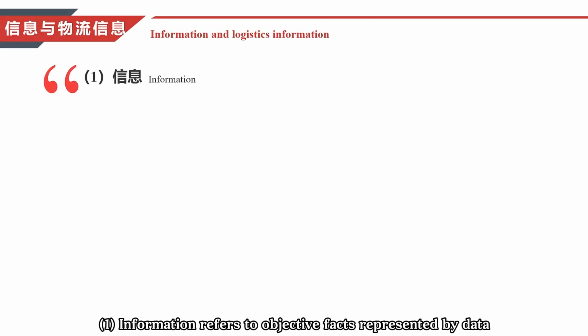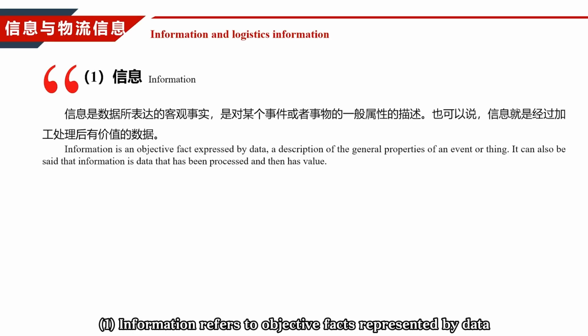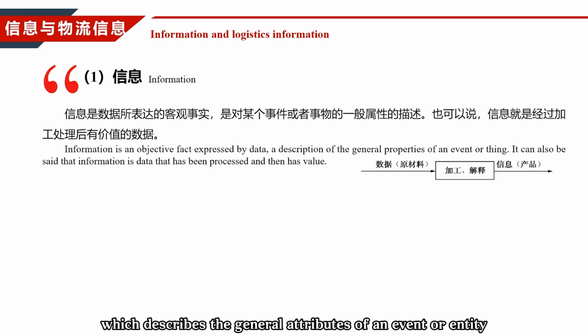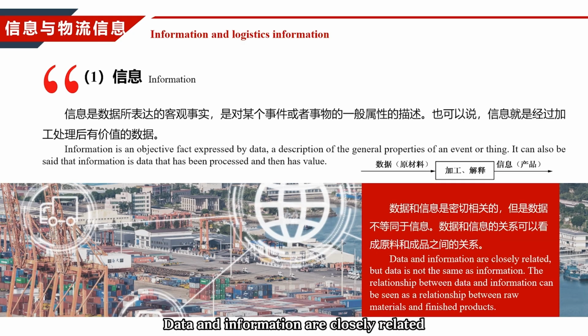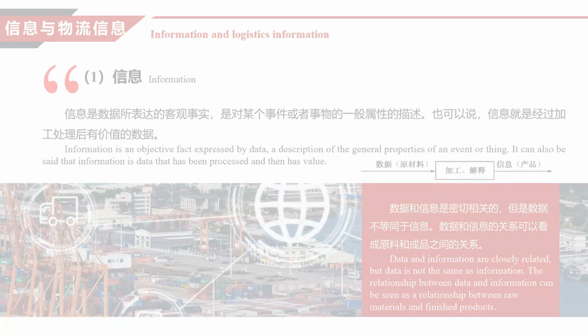1. Information refers to objective facts represented by data, which describes the general attributes of an event or entity, or the general description of an object's attributes. You could also say, information is processed and refined valuable data. Data and information are closely related, but data is not the same as information. The relationship between data and information can be regarded as the relationship between raw materials and finished products.